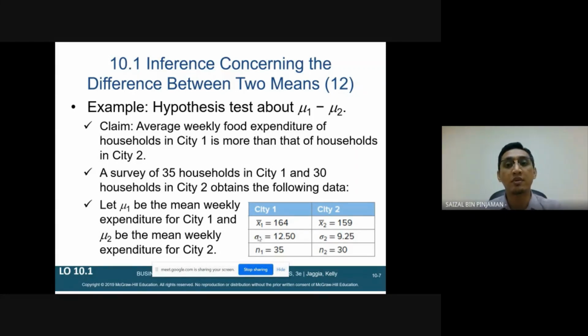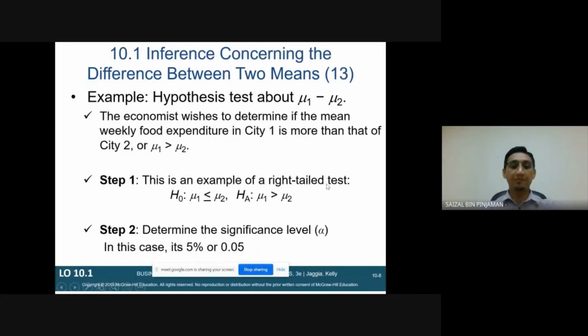So if you have sigma to the power of 2 or s to the power of 2, that means you have the information about the variance. So sample size for population 1 is equal to 35, while sample size for city 2 is equal to 30. So here we have a number of steps that we need to follow.